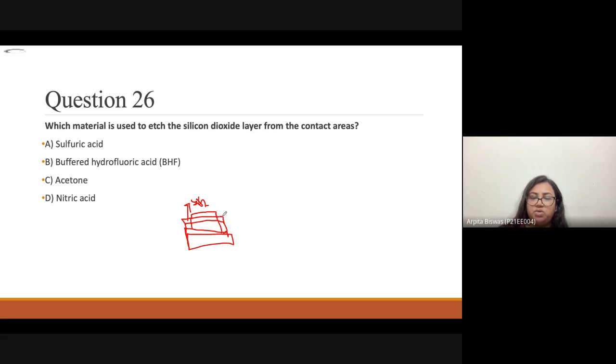So which portion do we want to remove? The silicon dioxide portion we want to remove. So on this portion, the photoresist is also removed. Then this wafer is dipped into the BHF solution. So what will happen? This portion of the SiO2 is removed, so the pad is open. So which one is the right answer? Option B is the right answer. Which material is used to etch the silicon dioxide layer from the contact area? From the contact area, we remove the SiO2 by dipping the wafer into the buffered hydrofluoric acid.